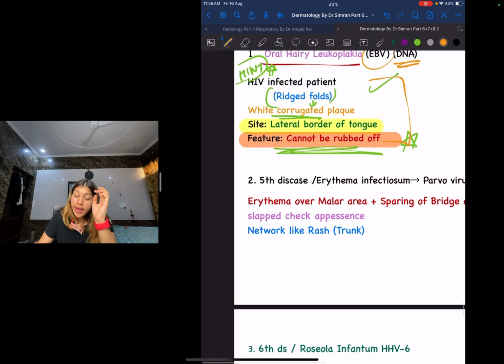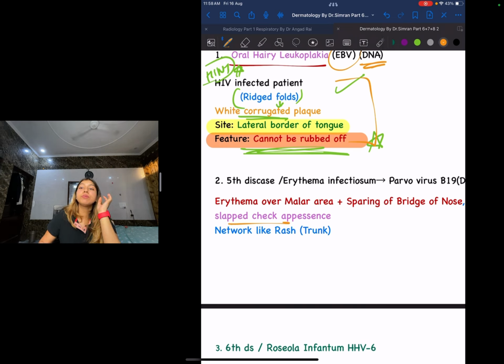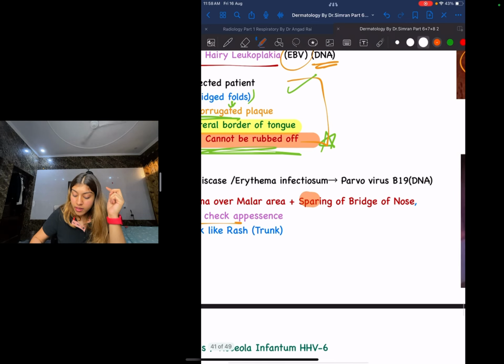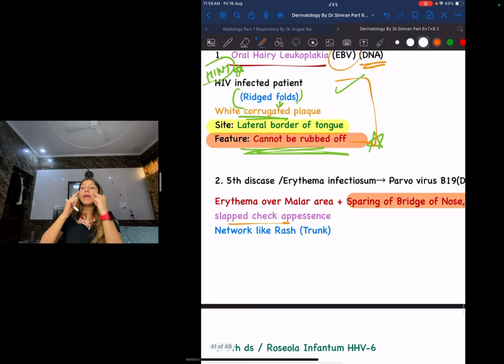Okay, now guys, let us talk about fifth disease, or we also call it erythema infectiosum, also called slapped cheek appearance. Fifth disease, I'm using my 5 fingers to slap on the face, so slapped cheek appearance. How am I going to know that this is erythema infectiosum? Guys, there will be erythema over the malar area, which will be sparing the bridge of the nose.